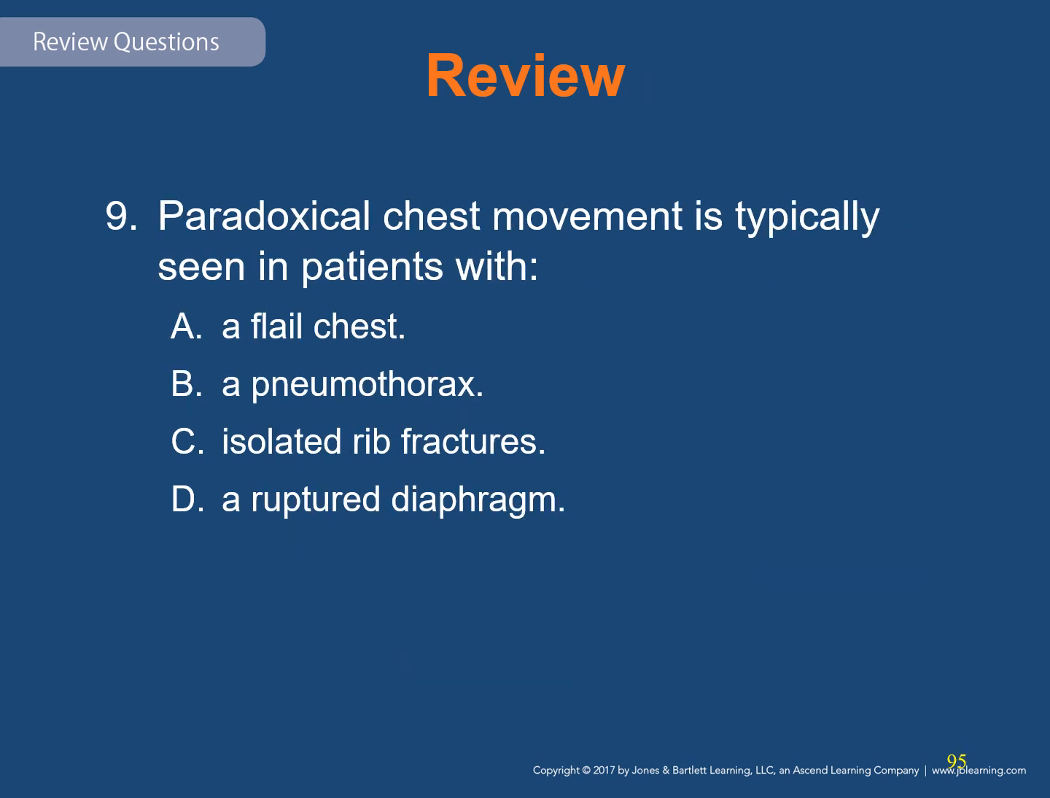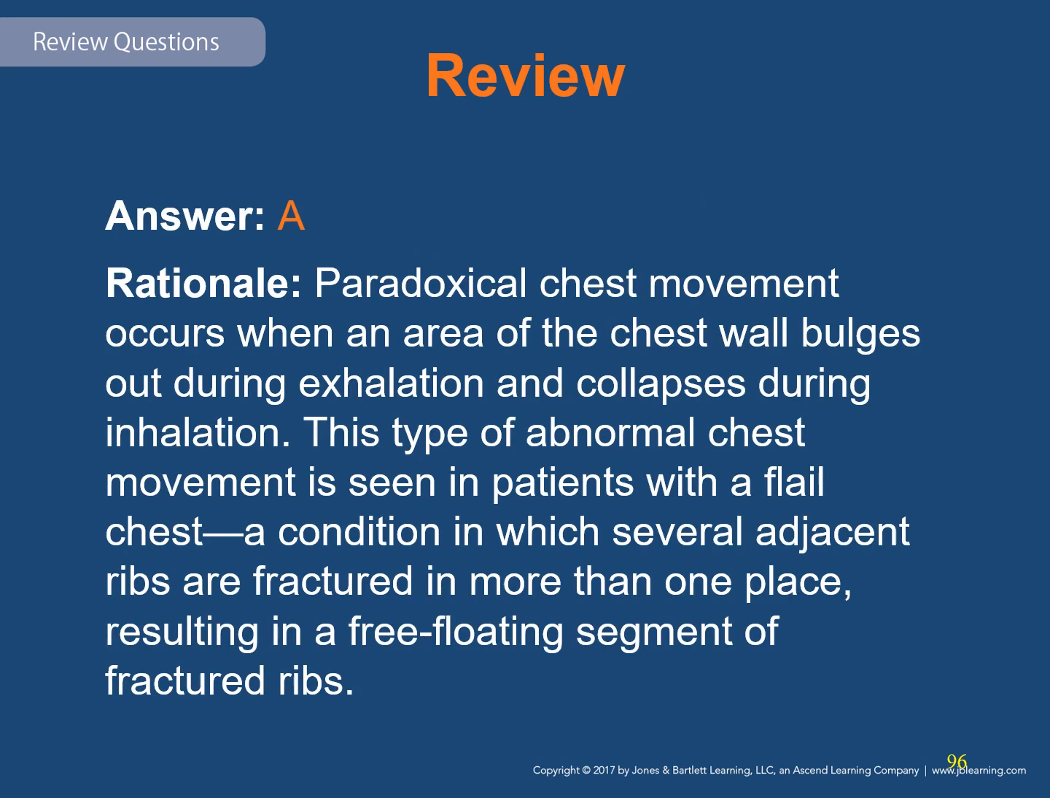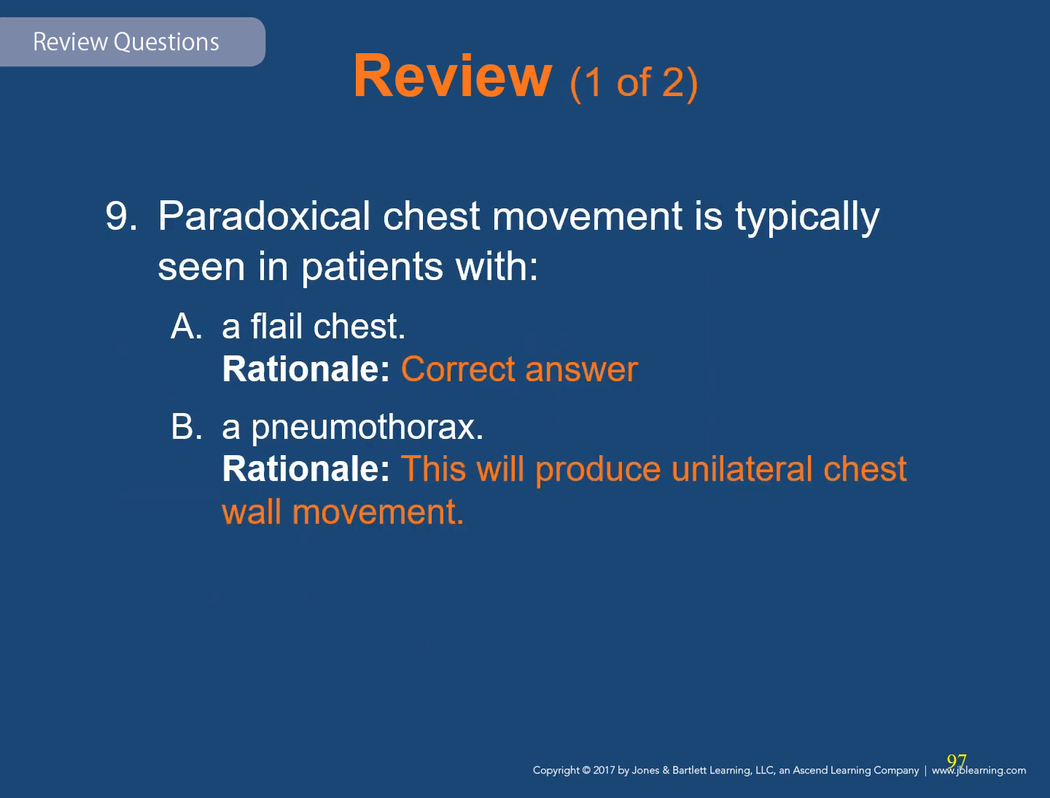Review question 9. Paradoxical chest movement is typically seen in patients with A. Flail chest. B. A pneumothorax. C. Isolated rib fractures. D. Ruptured diaphragm. The correct answer is A. Paradoxical chest movement occurs when an area of the chest wall bulges out during exhalation and collapses in during inhalation. This type of abnormal chest movement is seen in patients with a flail chest, a condition in which several adjacent ribs are fractured in more than one place, resulting in a free-floating segment of fractured ribs. A is the correct answer.